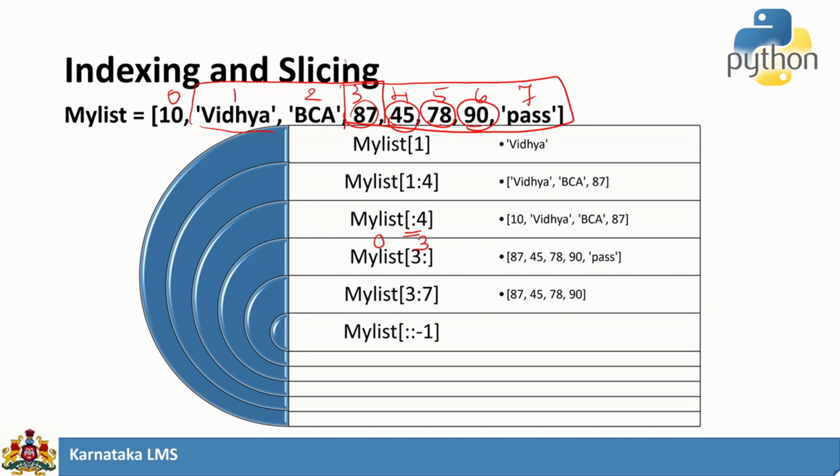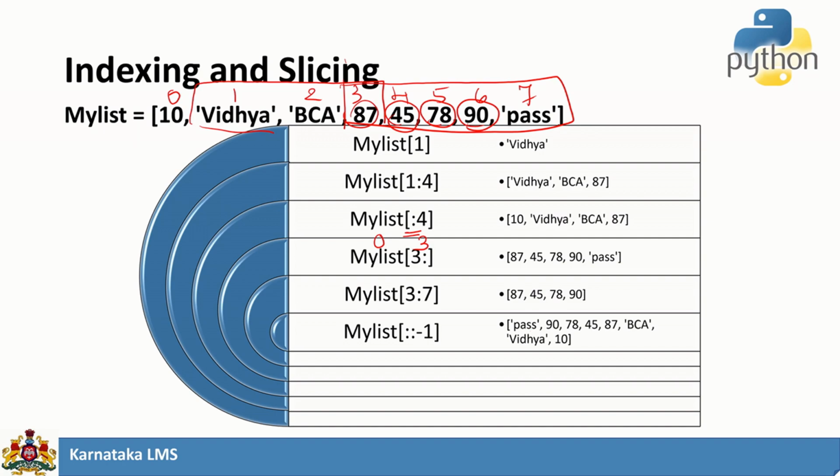My list of colon colon minus 1. This is one of the interesting and special cases. This is going to print the reverse of the list. So the colons say that the start value and end value will be default values. Minus 1 means it will start from the right hand side. A negative index is used.